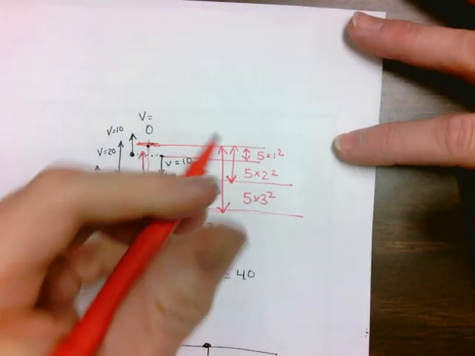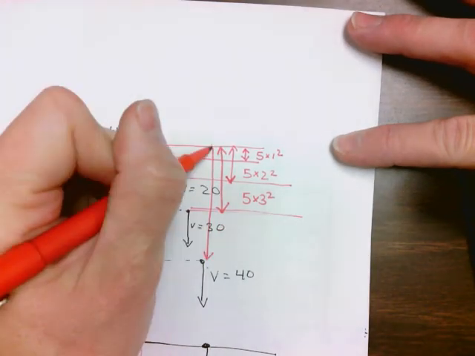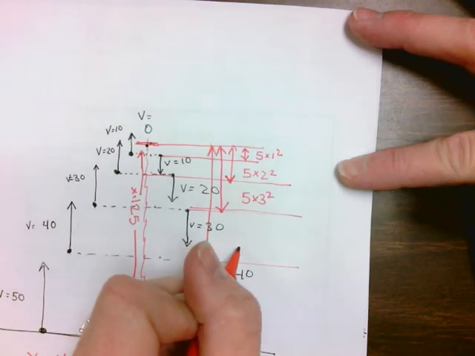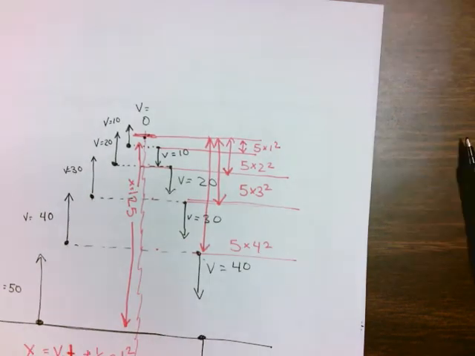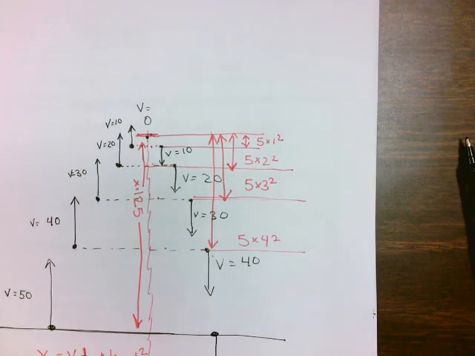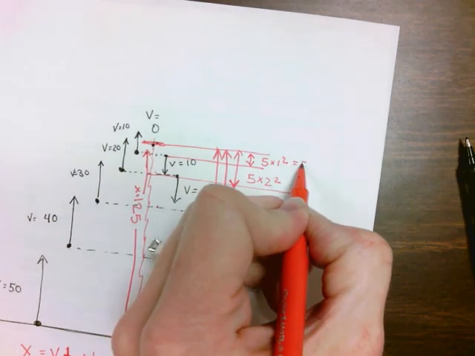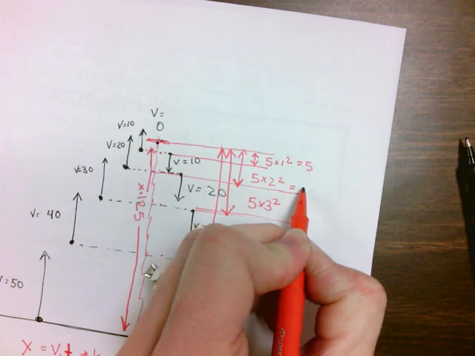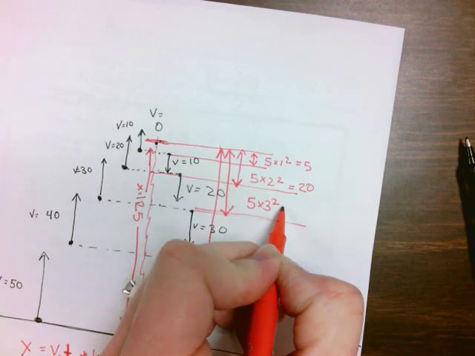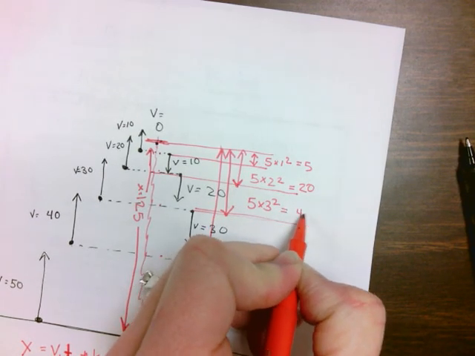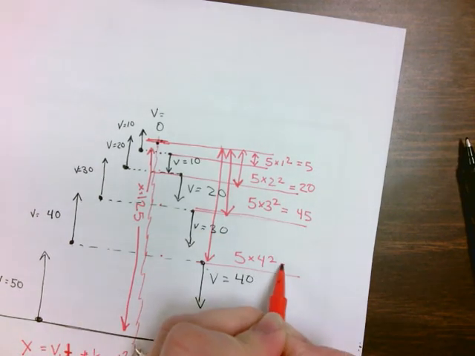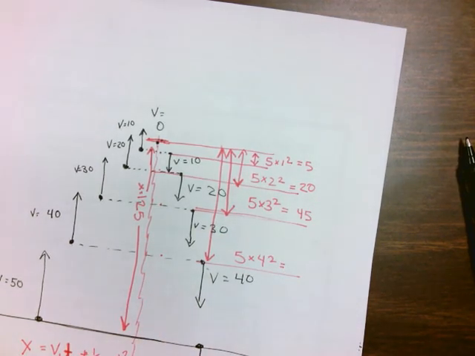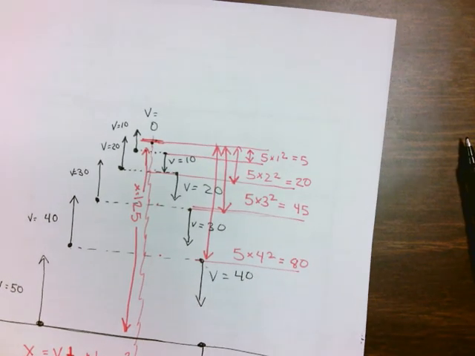4 seconds from the top, this is getting a bit redundant, right? Is 5 times 4 squared. And so we can now know where it is every second, and we know how fast it's going every second. 5 times 1 squared is 5, 5 times 2 squared, so 5 times 4 is 20, 5 times 3 squared is 5 times 9, which is 45, and 5 times 4 squared is 5 times 16. Is it 80? Yes, 5 times 4 squared is 80.